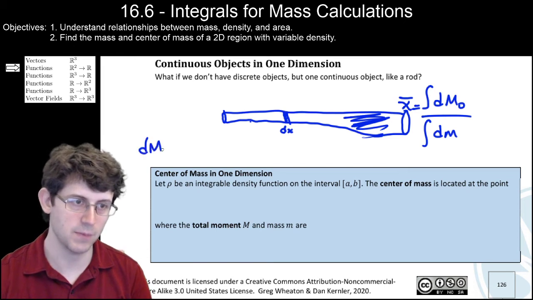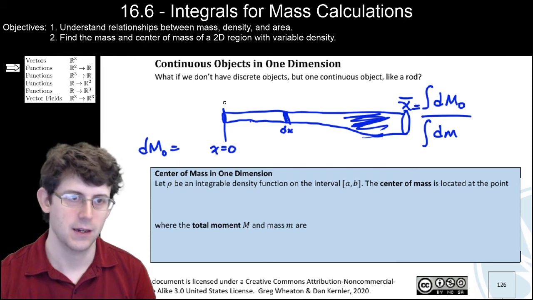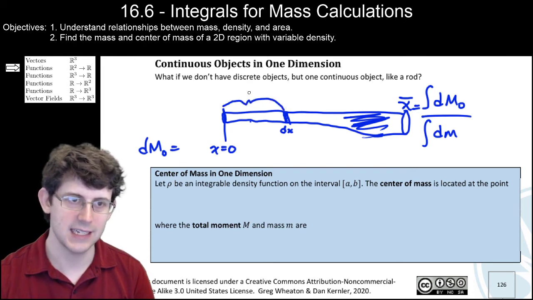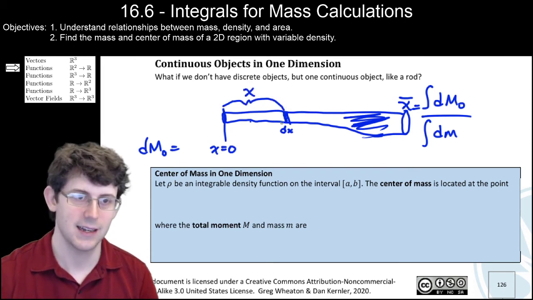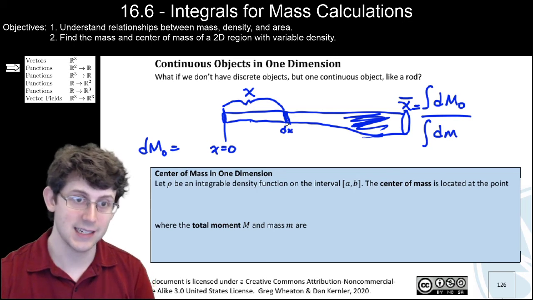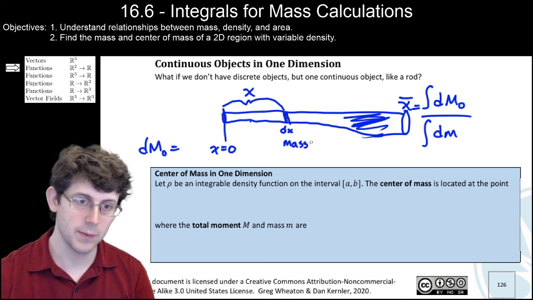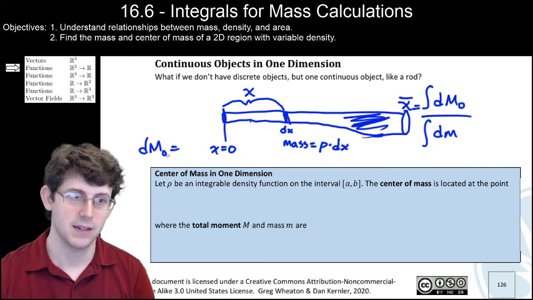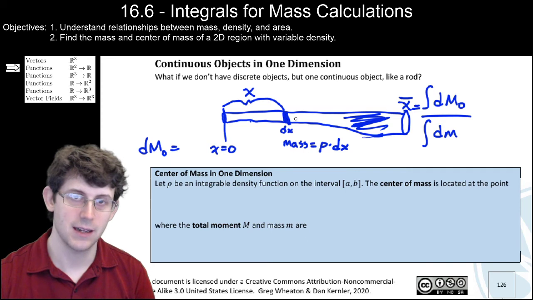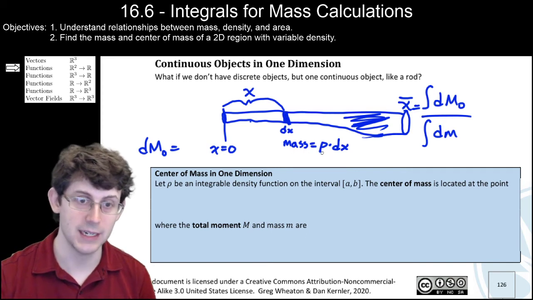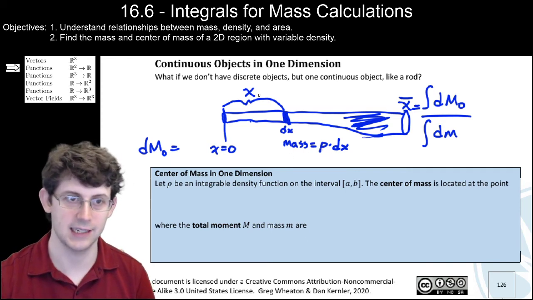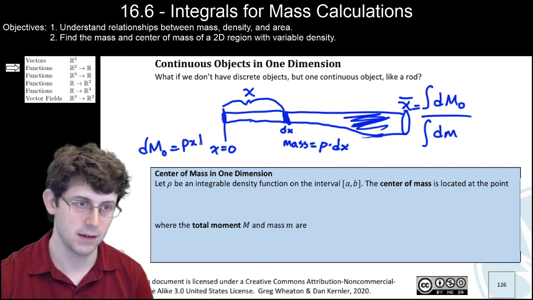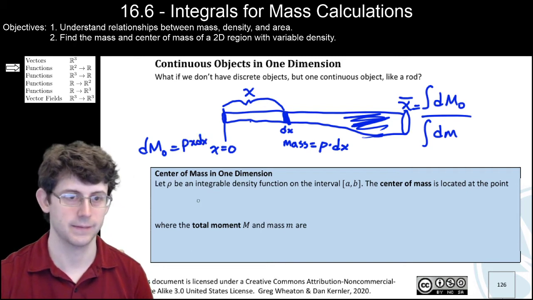So a little bit of moment would be, let's just say this is x equals 0. Well, you'll have a slice that's at a certain location x. You'll have an amount of it that's dx, but its mass will be the density times the amount that there is. So the moment of this little tiny piece will be its mass times its displacement. So it's density times dx times x. So this is the little bit of moment.